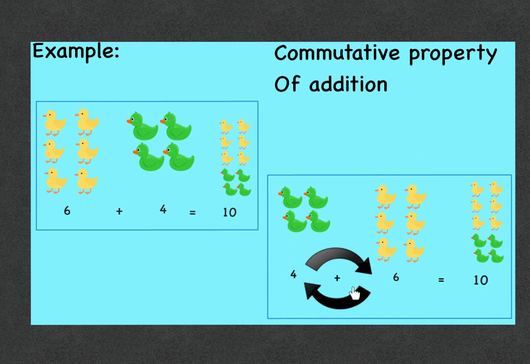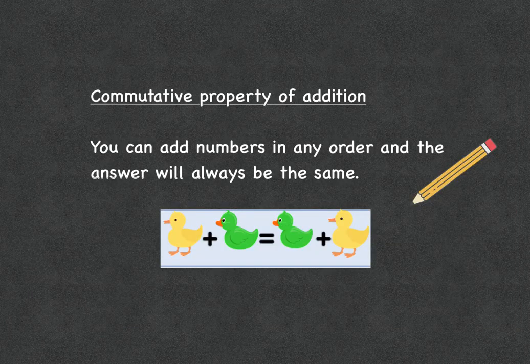This changing of the order, but still getting the same answer, is known as the commutative property of addition. This is an example of the commutative property of addition, which says that you can add numbers in any order and the answer will always be the same. Let's practice a few more problems together and see if we can get the hang of it.